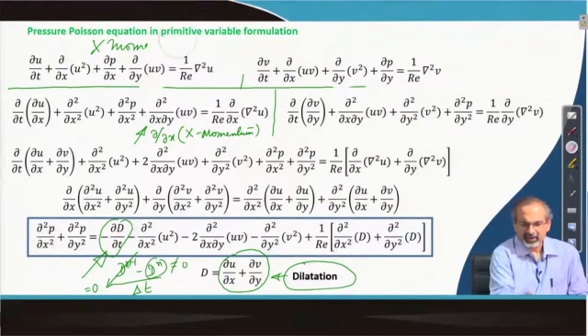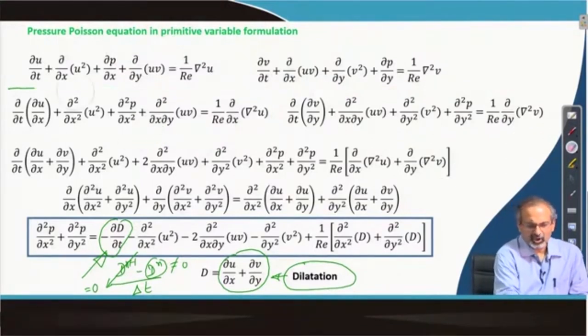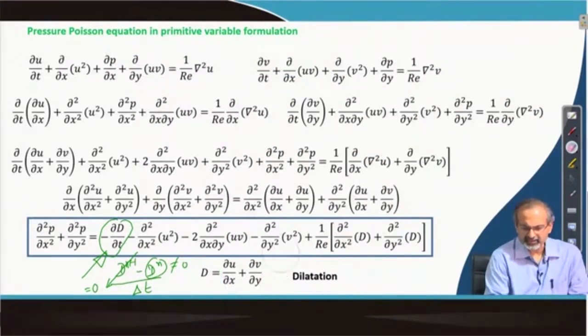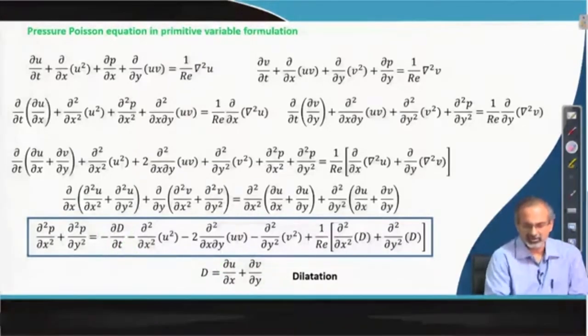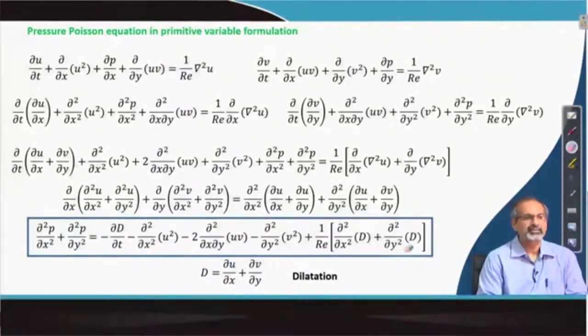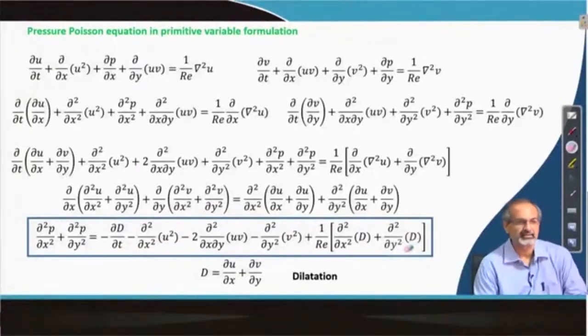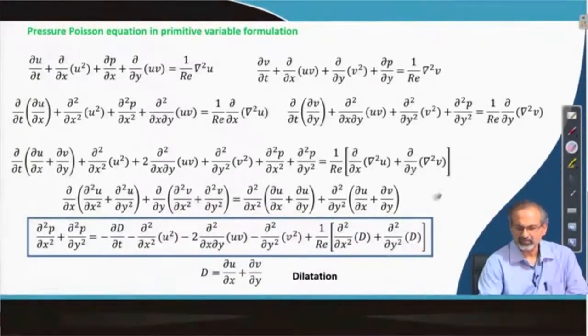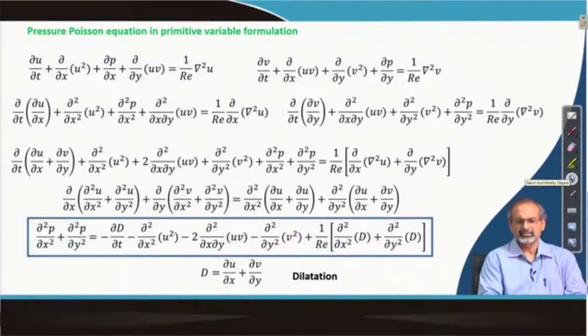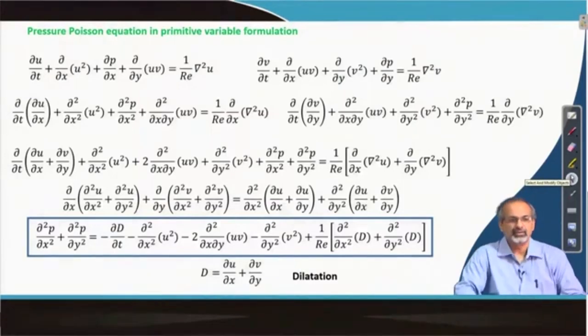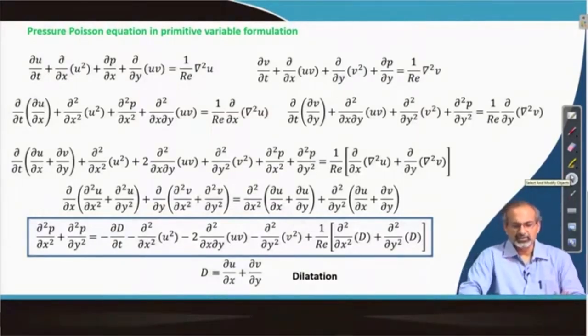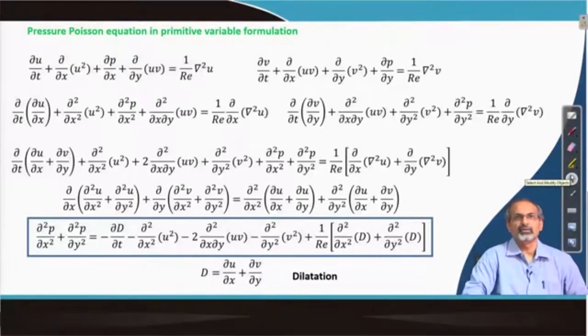Keeping that in mind, you can see that there are a lot many more terms left on the right hand side of this pressure Poisson equation, because we purposely did not send many of those terms to 0. Why? Because we retained the dilatation term purposely. Now, there are many numerical issues associated with this. This is not an appropriate place to get into such details, but we would just stop here with this format of the pressure Poisson equation.